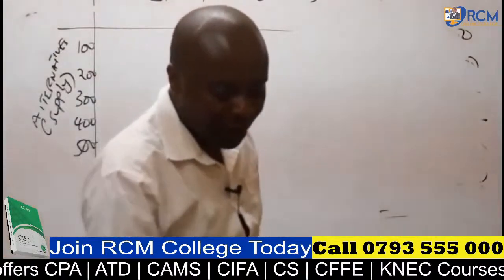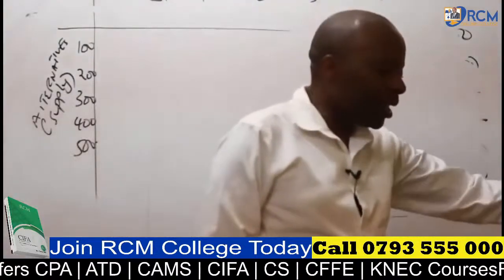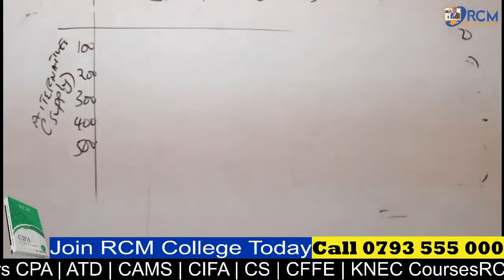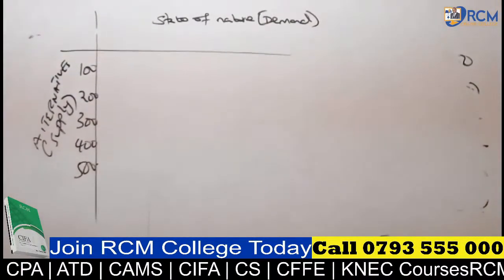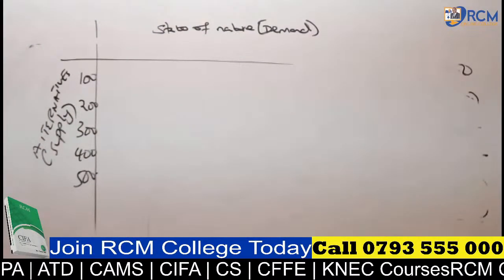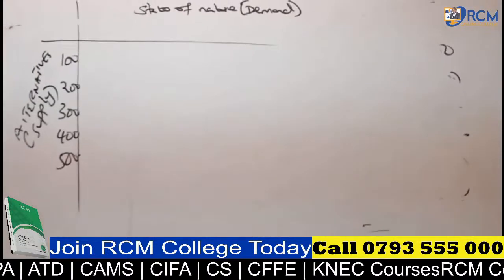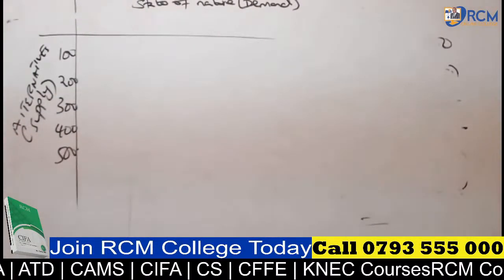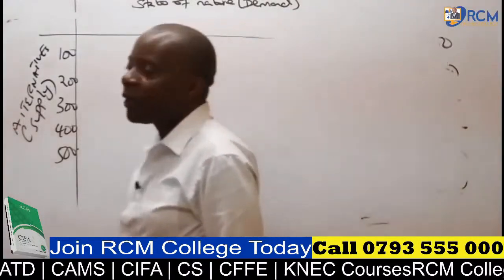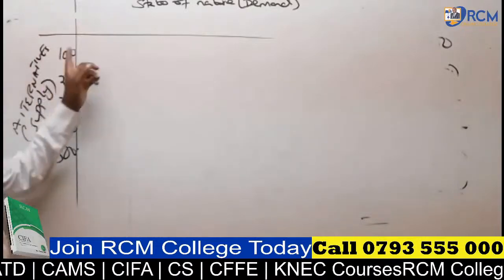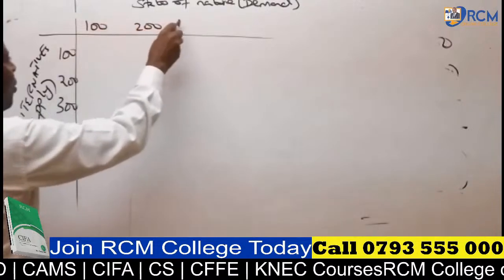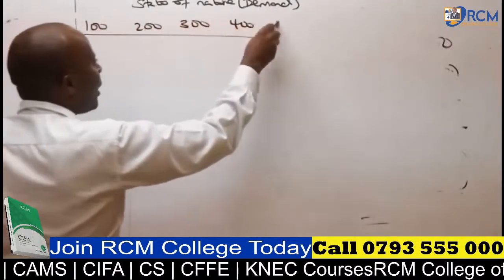Now listen, how do we get to know the demand amount? Unless you're told otherwise, remember what we are told in economics: demand and supply should always be equal. So the same supply figures that you have here will be the same demand figures we put there. So here we put 100, 200, 300, 400, and then 500.